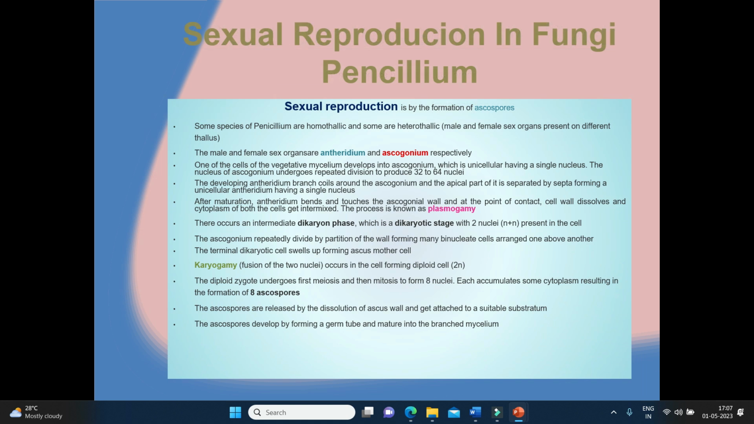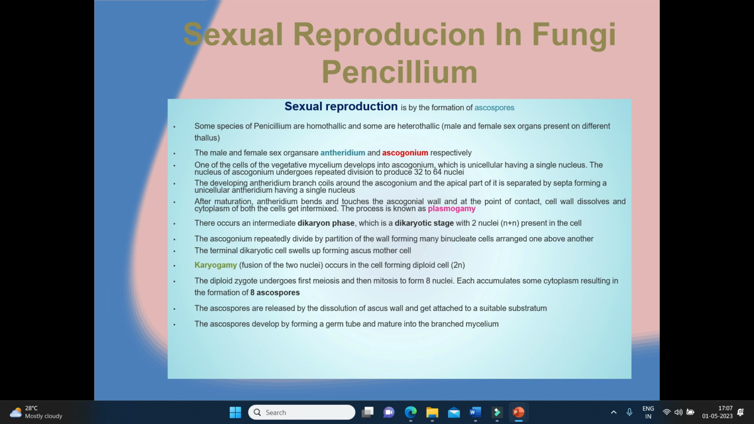Sexual reproduction is by the formation of ascospores. Some species of Penicillium are homothallic and some are heterothallic. Male and female sex organs may be present on the same thallus, in which case it is homothallic, and if they are present on different thalli, then it is heterothallic. Here the male sex organ is the antheridium and the female sex organ is the ascogonium.